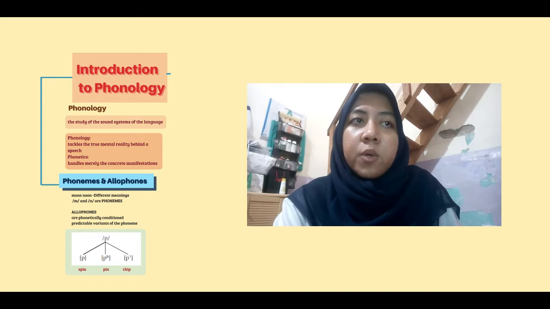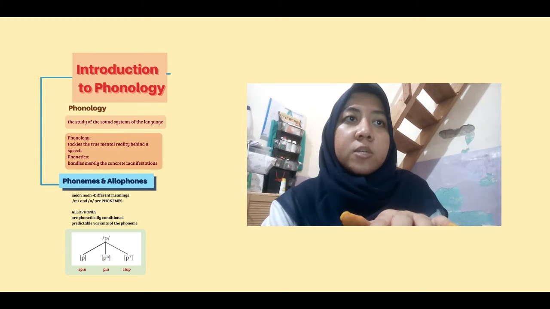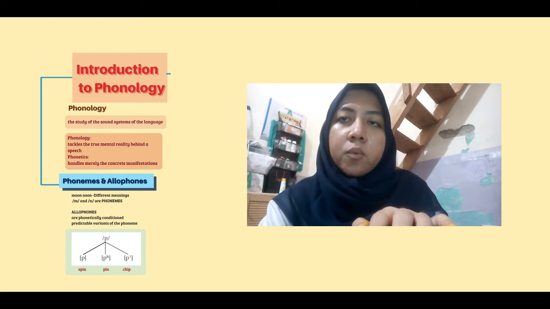Next, we would like to talk about the phonemic analysis that consists of 4 principles. The first one is contrastive distributions and minimal pairs, complementary distribution, free variations, and also pattern of congruity that will be explained by my friend. Thank you.